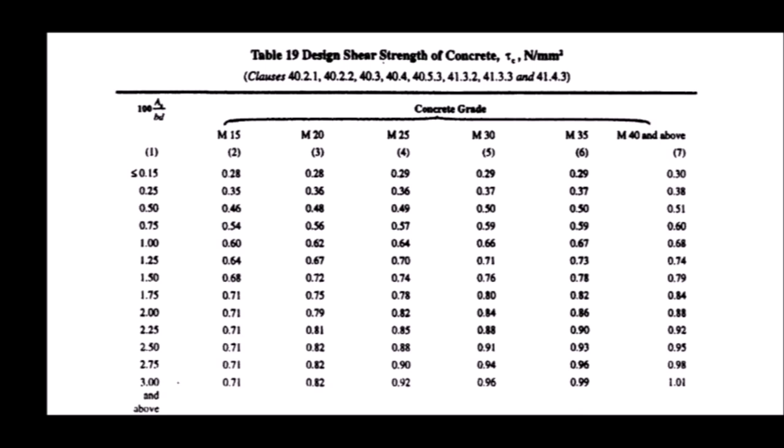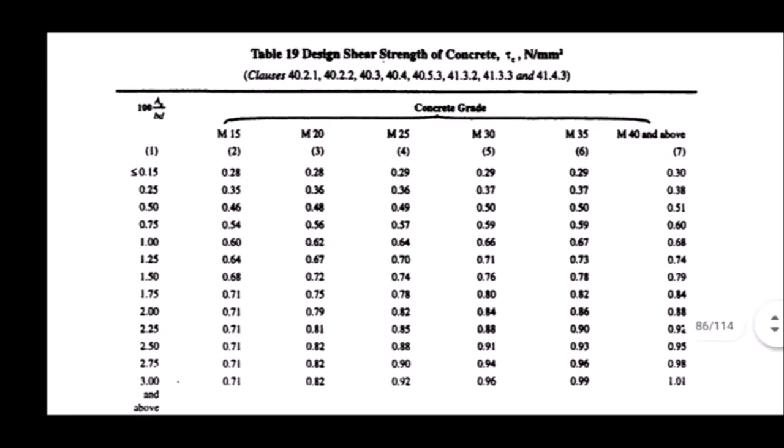Our percentage of steel in this case is 0.8. Here 0.8 is not given, you can see, but 0.75 is given and 1 is given. So for this, we have to check with the help of the grade of concrete, the shear strength of concrete, tau c. For 0.75 and M25 grade concrete, tau c is 0.57, and for 1% and M25 concrete, the value of tau c is 0.64. So 0.8 definitely lies between these two values, and again, like the modification factor, we have to interpolate and find out the value of tau c for 0.8% of steel and M25 concrete.